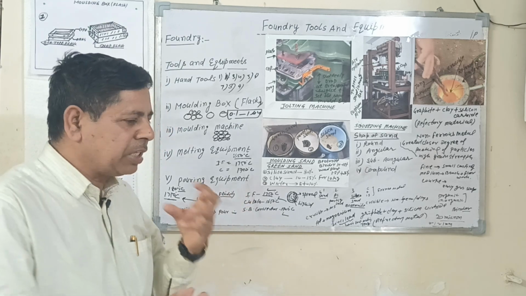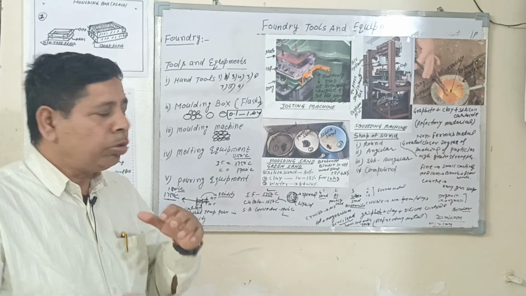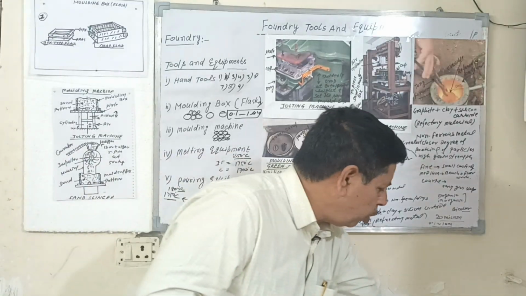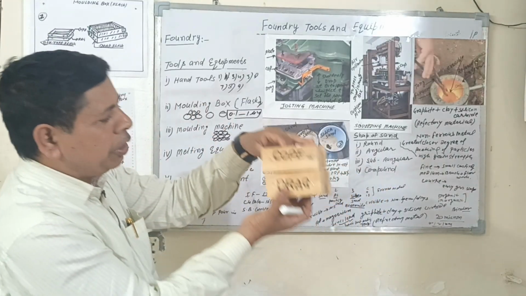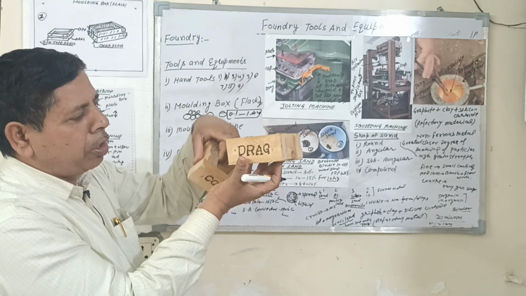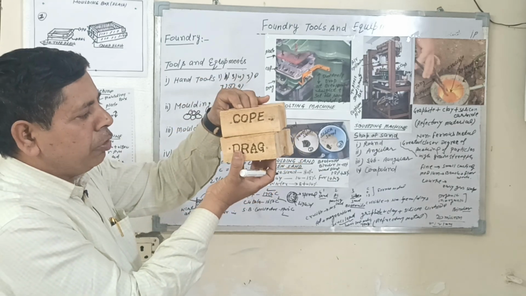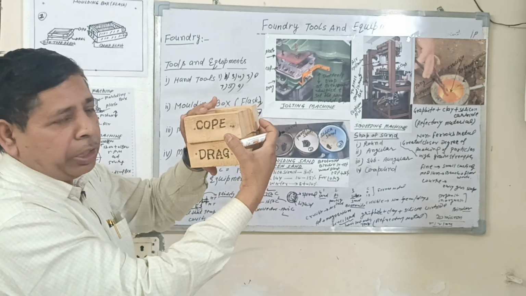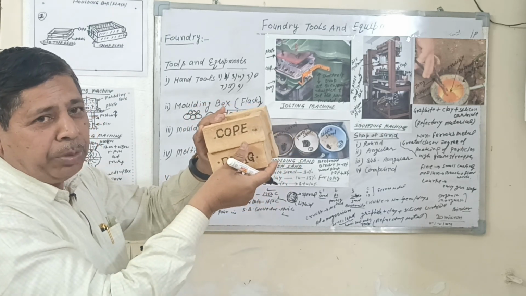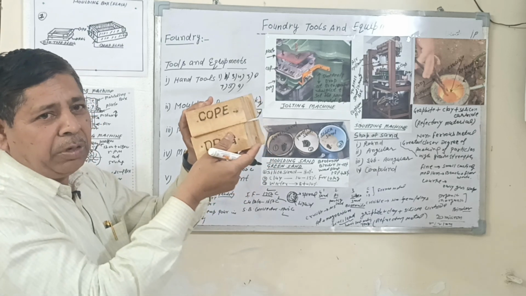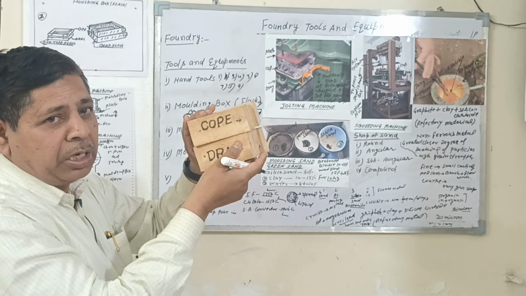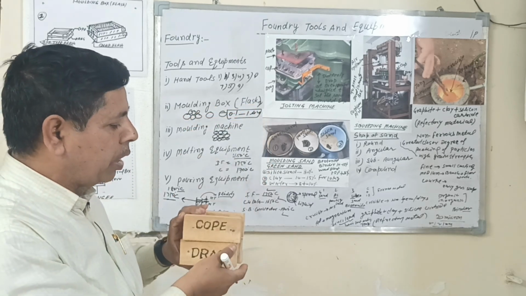The gaggers are just like a reinforcement used for holding the sand in the molding box. This is the molding box. The upper portion is called the cope. The bottom portion is the drag. They are combined with each other during the molding. Different types of gaggers are used, and they are available in the market in lengths from 125 mm to 600 mm.